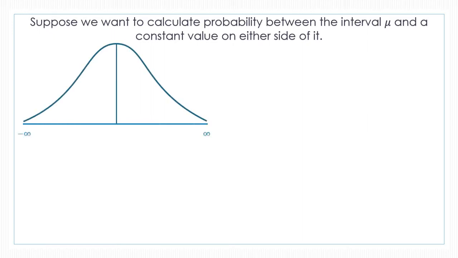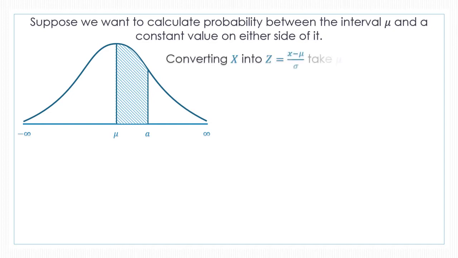Now this is your normal curve. The central value is mu, and there is a constant value a, and you want to calculate the probability from mu to a. That means this highlighted part is what you want to calculate the probability for. How will you do it? First of all, we have to convert our x values, because mu is actually an x value and a is also a constant x value. We will convert that x value into a z value.